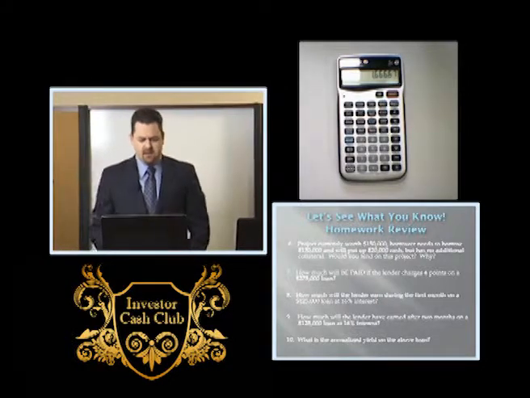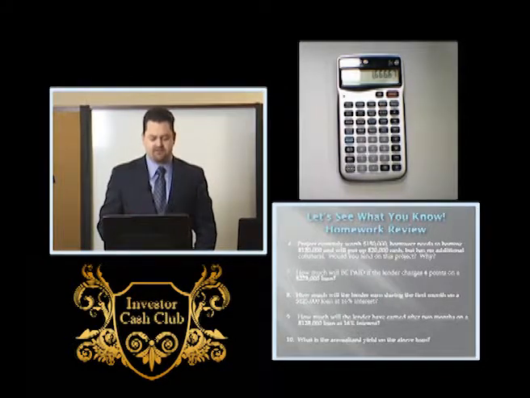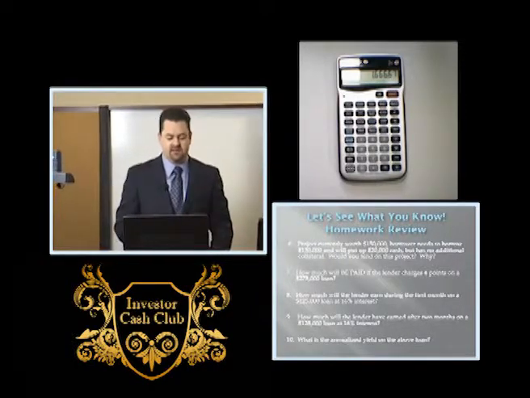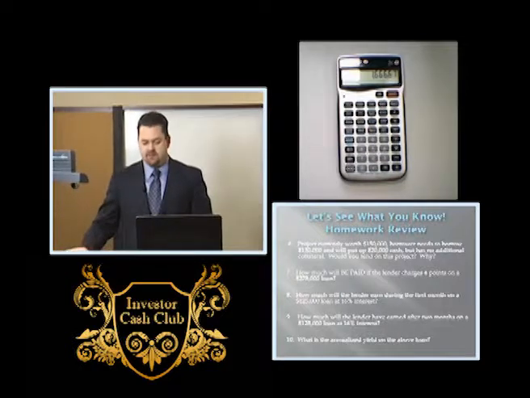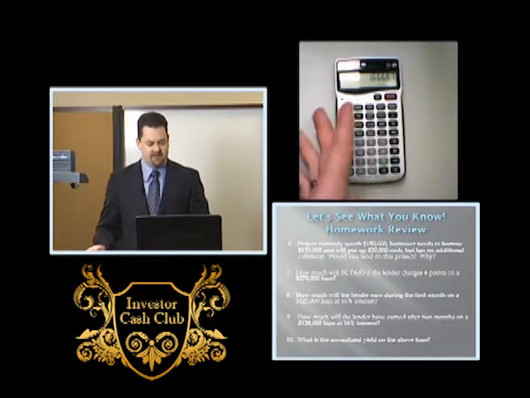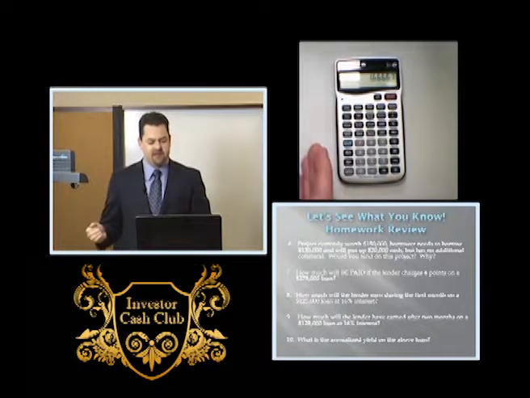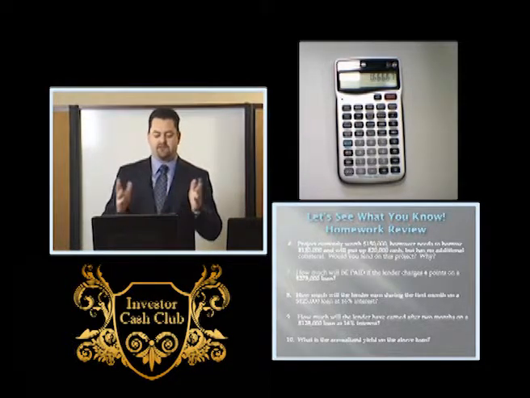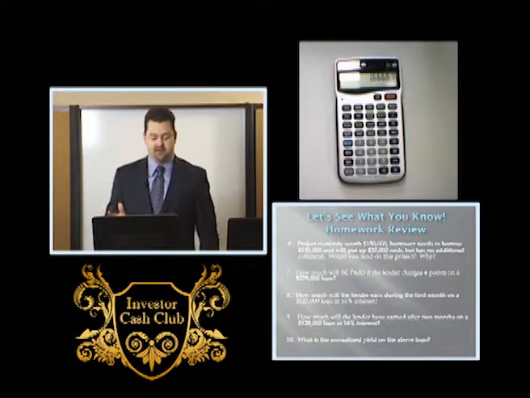All right, question number 9. How much will the lender have earned after 2 months on a $125,000 loan at 16% interest? Now, there's a couple of ways to answer this question, because as you can see, we're carrying the balance from question number 8 down to question number 9. In question number 8, it was how much do they earn on the first month? Question number 9 is how much do they earn after 2 months? So this is a 60-day period of time.